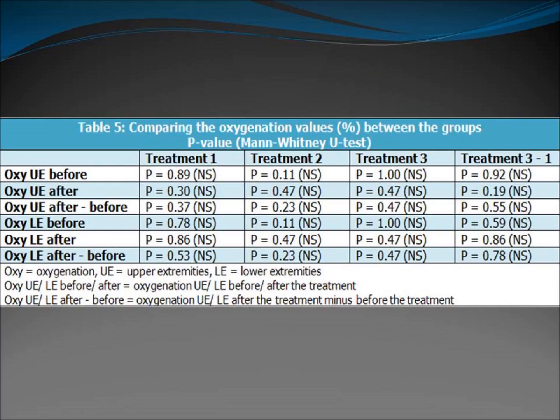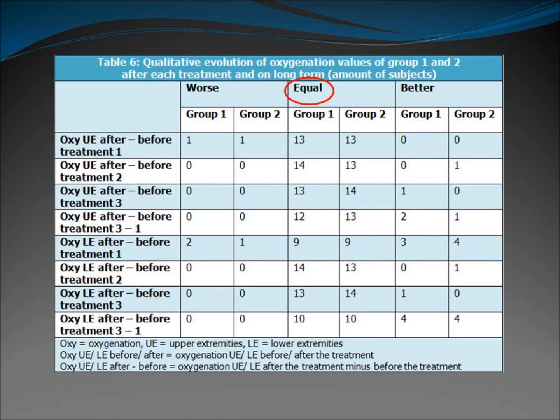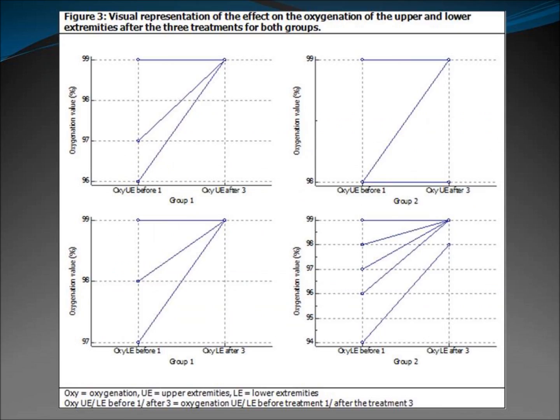No significant changes occurred for the oxygenation values after each GVOT and on long term after all 3 treatments in comparison with the control group. P-values after all 3 treatments for the upper extremities were slightly lower than for the lower extremities, potentially indicating a bigger effect on the oxygenation values of the upper extremities in group 1 than group 2. This table shows that the oxygenation values of the upper and lower extremities remained equal for most of the subjects, whether they received a GVOT or the sham treatment. This figure gives a visual representation of the effect on the oxygenation of the upper and lower extremities after the 3 treatments for both groups.